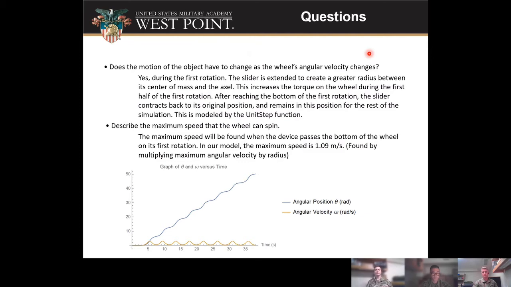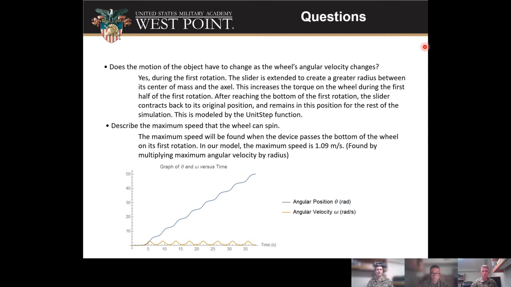So next we move on to addressing some of the questions. First off, does the motion of the object have to change as the wheel's angular velocity changes? So yes, it does. During the first rotation, the slider extends away from the device. That increases the radius between the center and that slider, and by doing that, it increases the torque, which allows it to go around its rotation. That only happens during the first rotation.